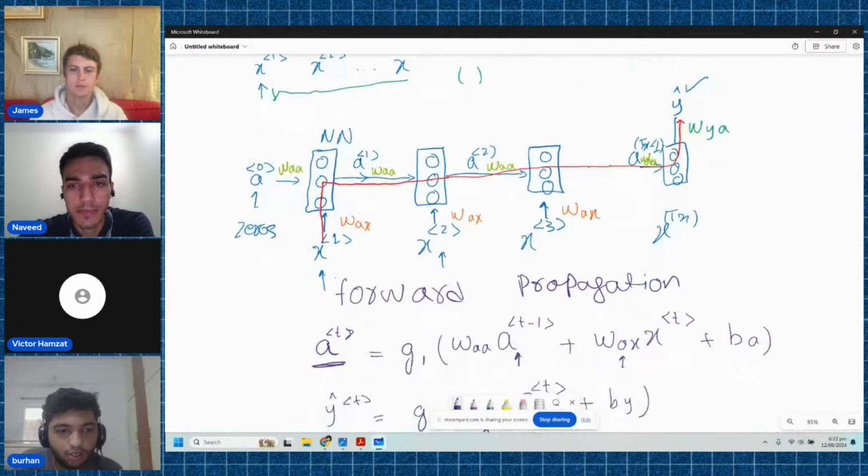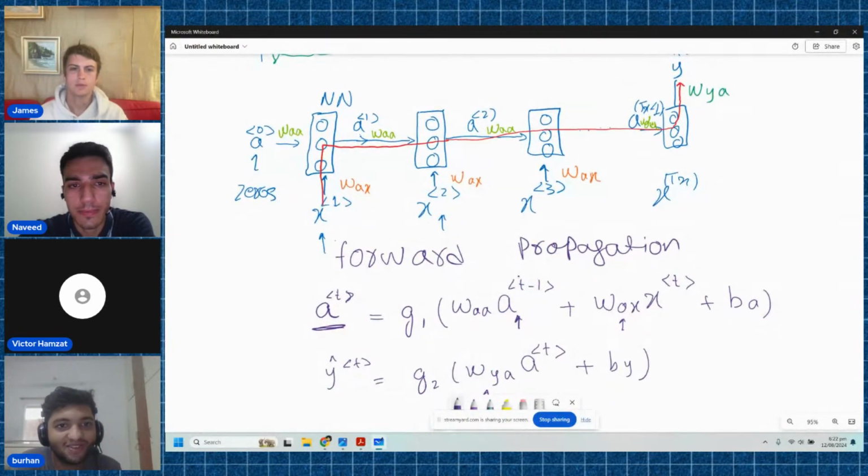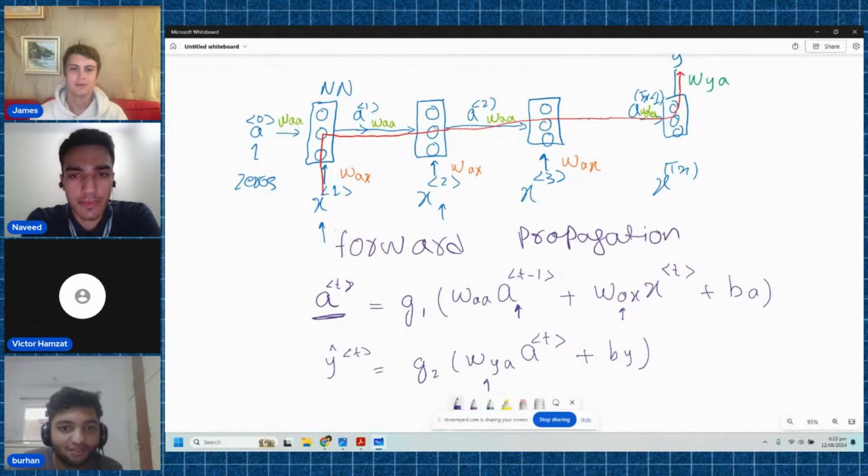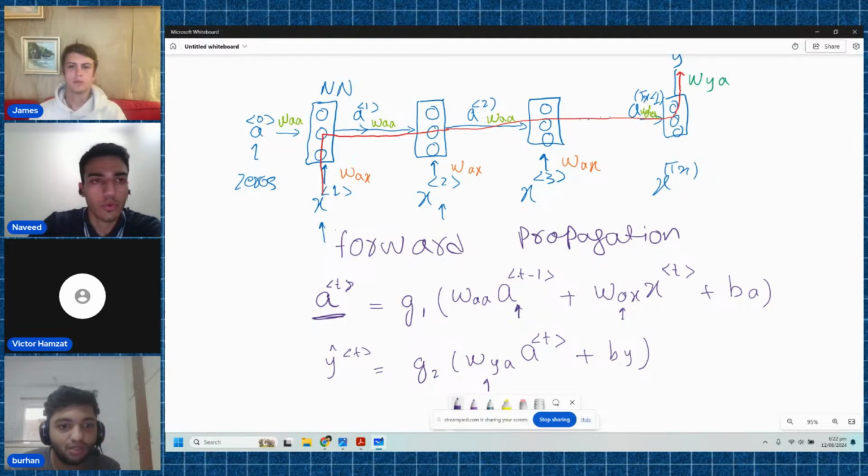I don't know if it's a dumb question or not, but for the first step, like the first propagation, we don't have the previous term, right? We don't have AT minus 1. So what would we be using in that case?